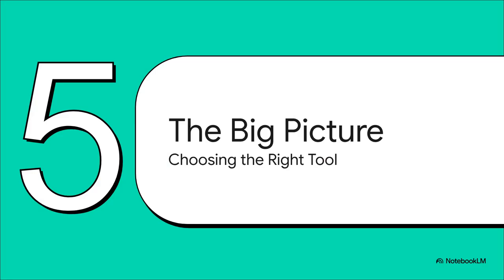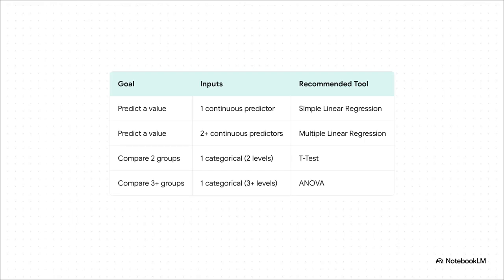So we've done it. We've assembled our core toolkit. We have our universal framework and specific tools for both prediction and comparison. The final and most crucial step is to create a simple decision guide so you always know exactly which tool to grab for the job. And this guide boils everything we've covered down into one simple table. The most important question you should always ask yourself is about your goal. Are you trying to predict a number or compare groups? Once you answer that, this table points you to the exact right tool for your data. This is your practical roadmap to analysis.